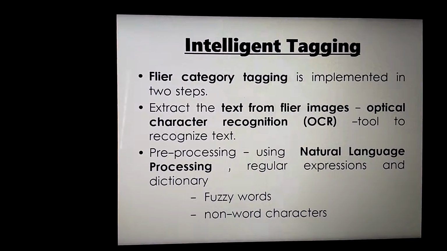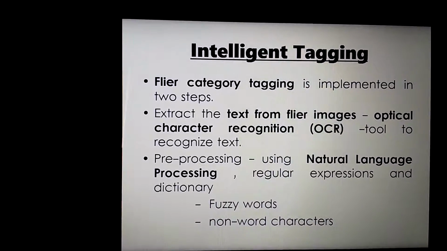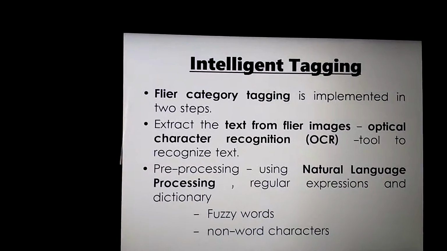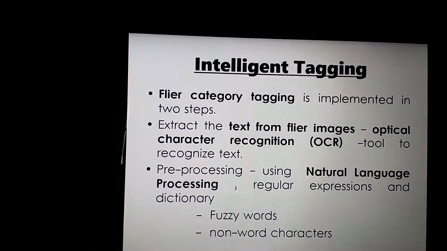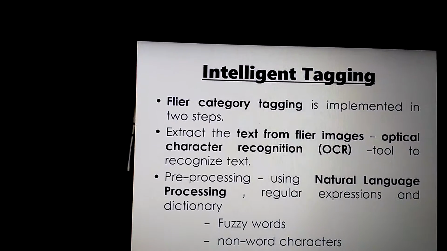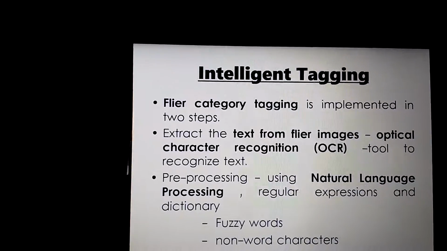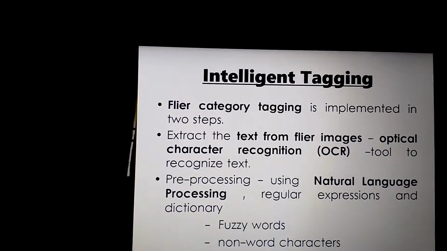And this is the third module, that is the intelligent tagging. Flyer category tagging is implemented in two steps. As you can see, first we use OCR. OCR converts image to text.